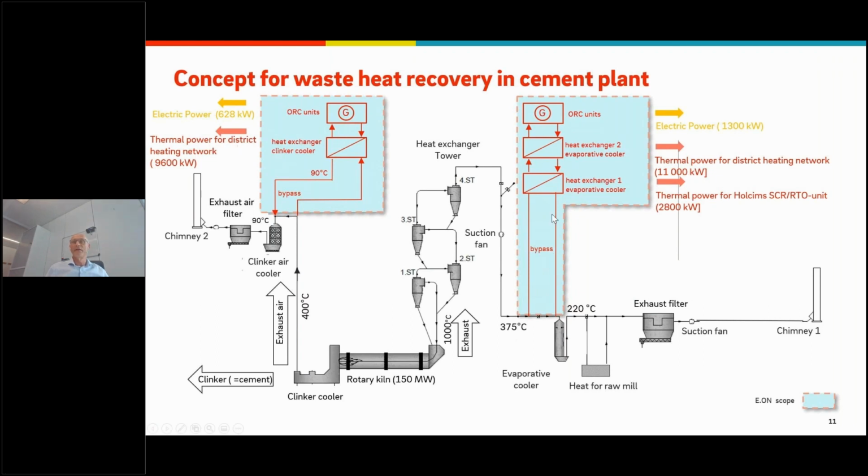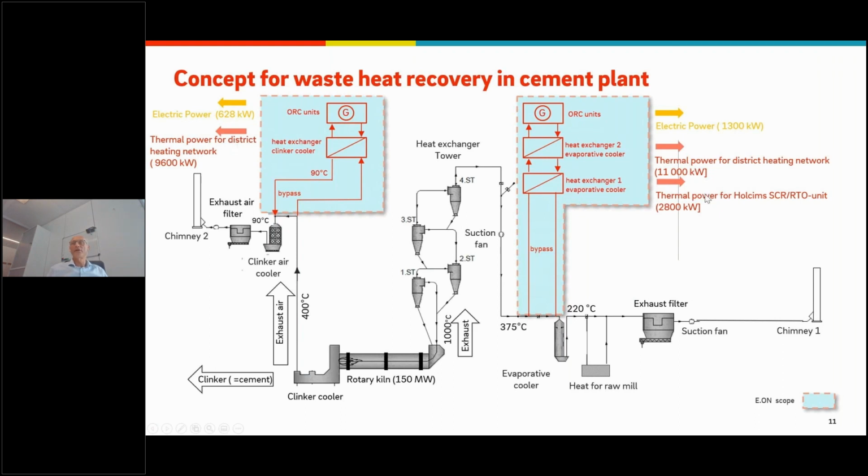This is the exhaust side, and we have the same system on the other side, where we have a heat exchanger for the clinker cooler before the normal clinker cooler. And we have ORC units here as well, so if we use a heat exchanger, we can produce around 9,600 kilowatt, and feed it into a district heating system.